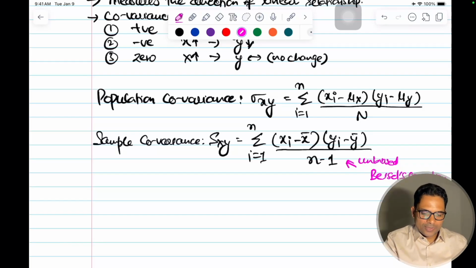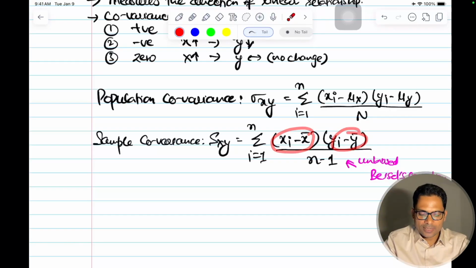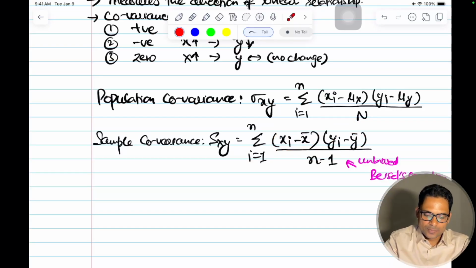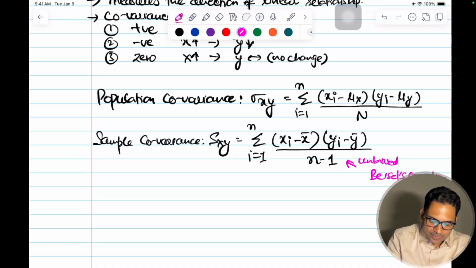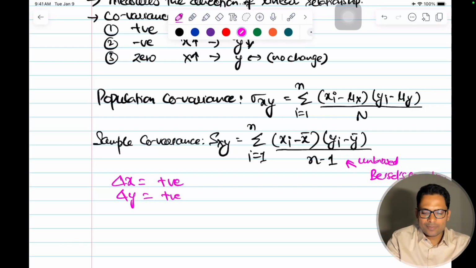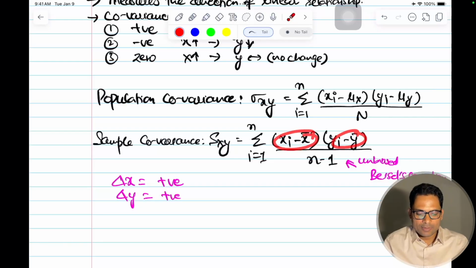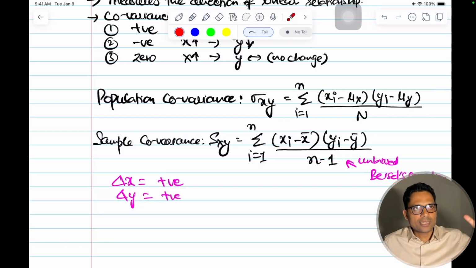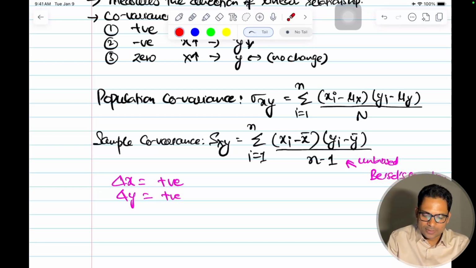So we have a lot of samples. Look at the distance between these: if x is changing and the corresponding y is also changing in the same direction, that is, if delta x, which is xi minus x bar, is positive and delta y is also positive. I will do the multiplication for each sample and take the summation, and if the net is positive, both are changing in the same direction.